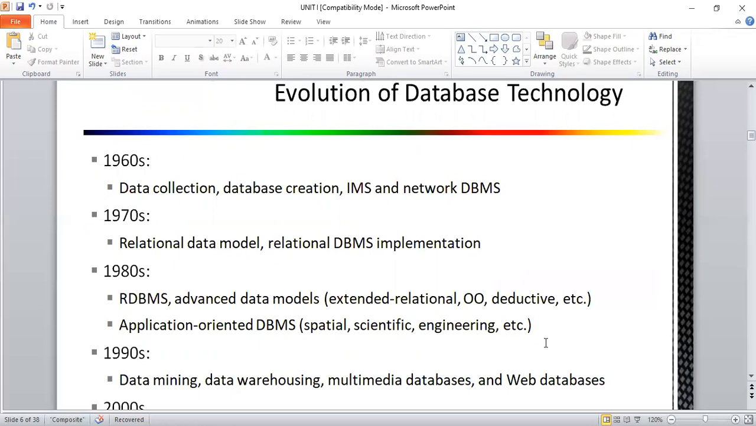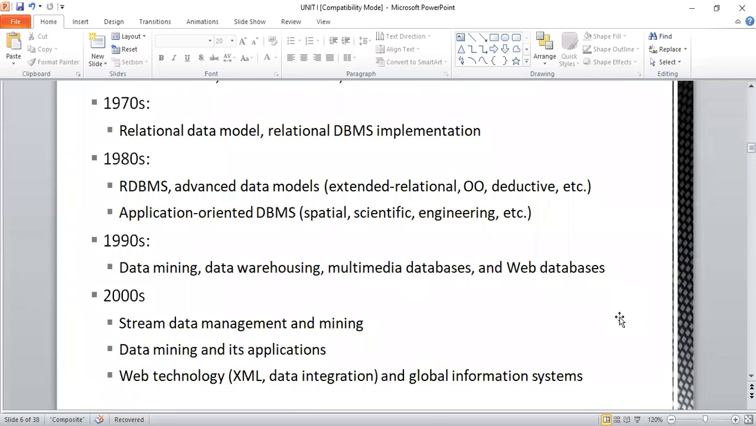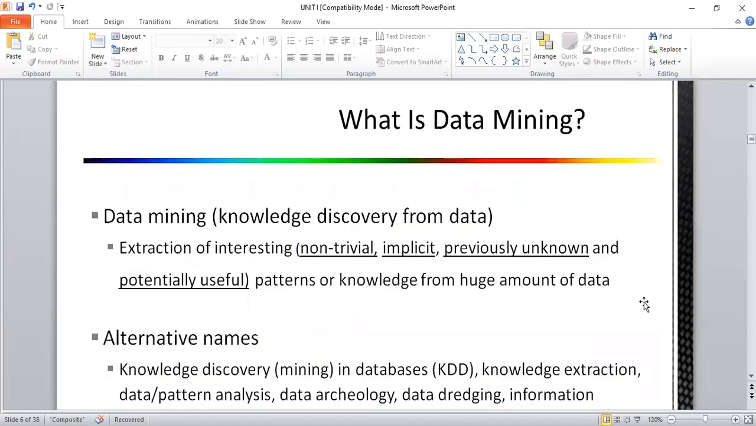And the late 1980s or 1990s was about the introduction of data mining and data warehousing. Multimedia databases came into existence. And from that part, we started using this concept of data warehousing and data mining. And from 2000 onwards, it is a new generation of information systems where stream data management, data mining, its applications, everything was coming into the picture. Until now, the technology is increasing day by day. We have a lot of techniques available, a lot of algorithms are coming up, and a lot of new tools are available, utilizing which we can analyze data. Okay, so that is the evolution of database technology.